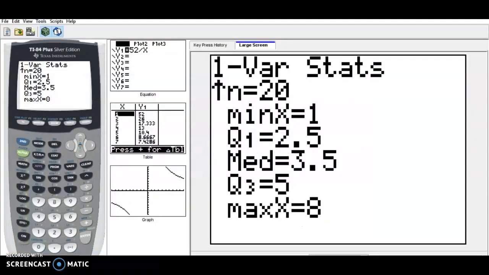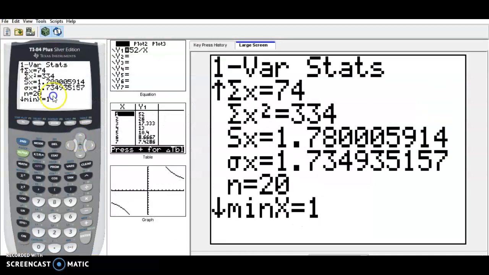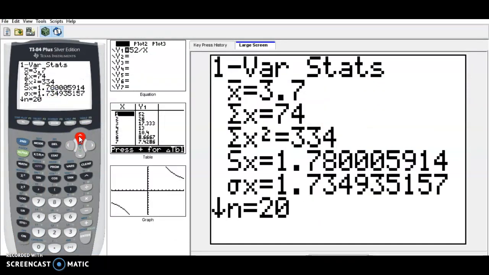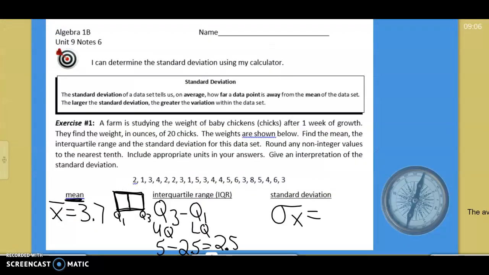So that is a little bit further up in your calculator, and it is actually right here. It's under the SX. This little circle with a little tail on it is your standard deviation, and that is putting it at 1.73, rounded to the nearest tenth. It's really 1.7.